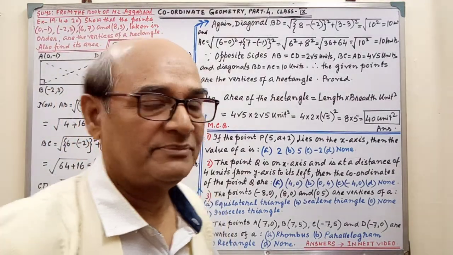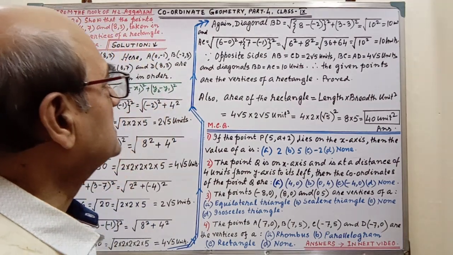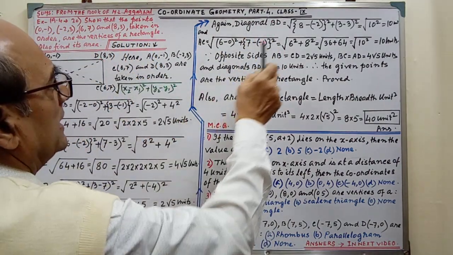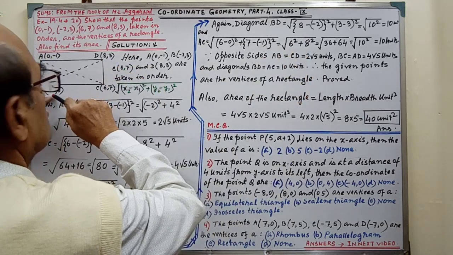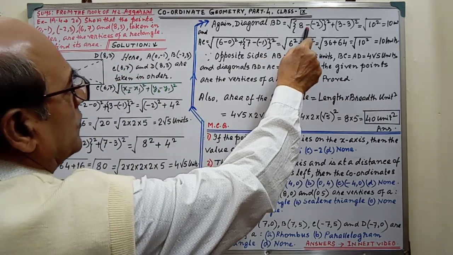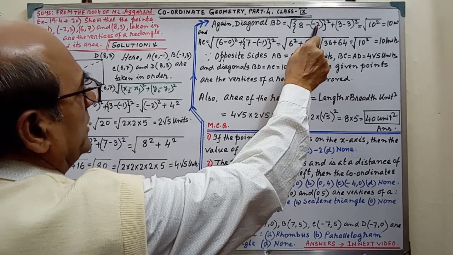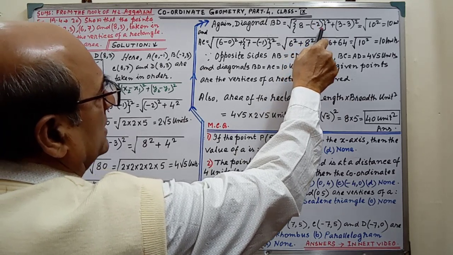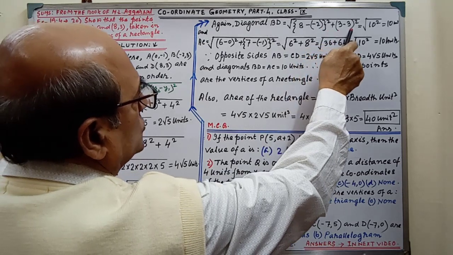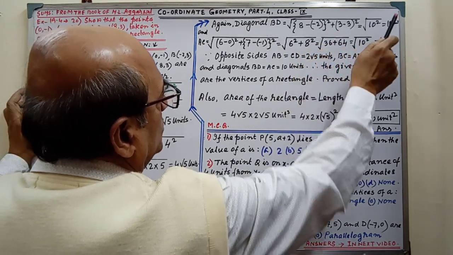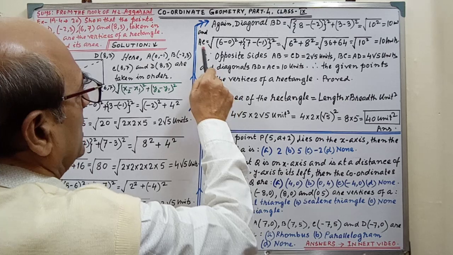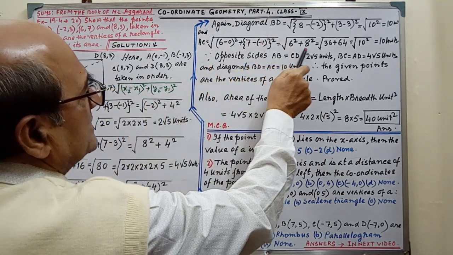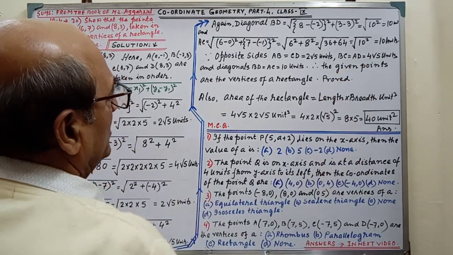4 distances we have already got. Next, diagonals. BD, that is this diagonal, that is 8 minus 2. From the formula this is minus and the coordinate given is minus 2. So within the first bracket, as you have already seen, after putting the values and simplifying, we are getting 10 units. Similarly, AC, that is this, by applying the formula and simplifying, we are getting 10 units.